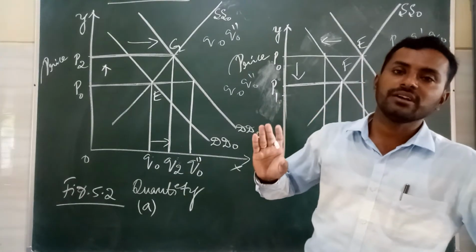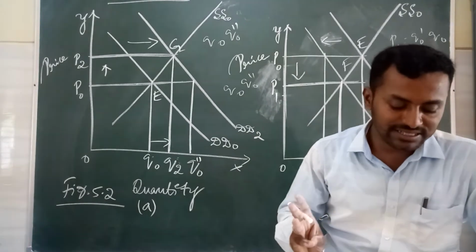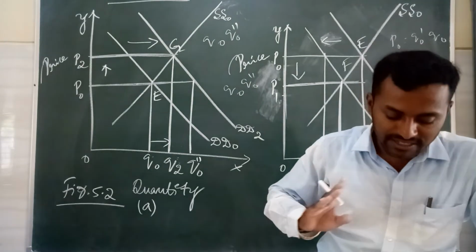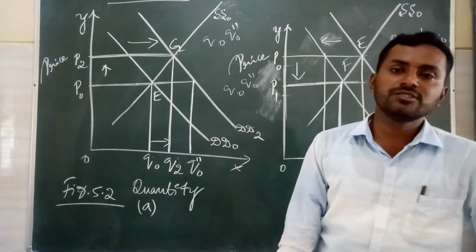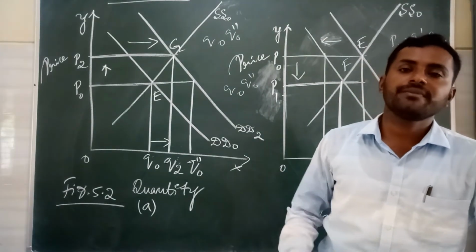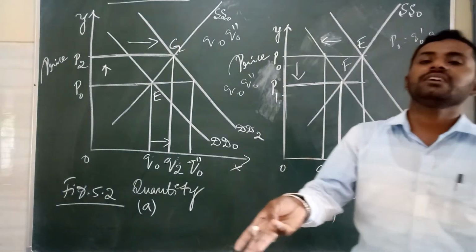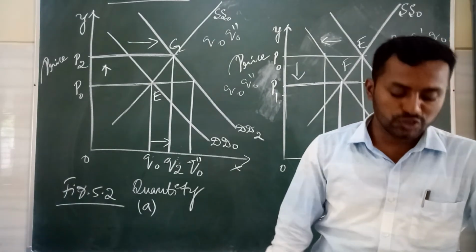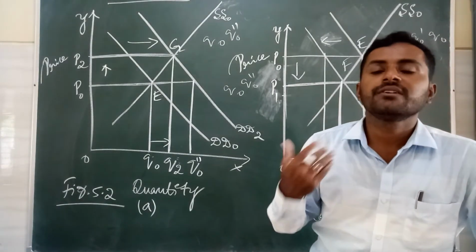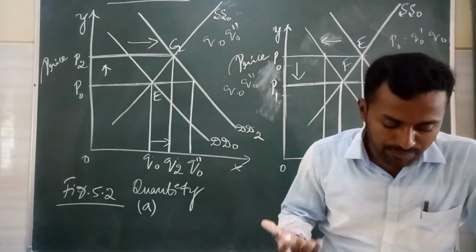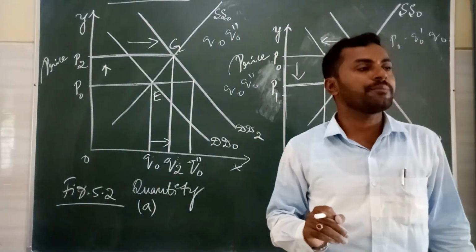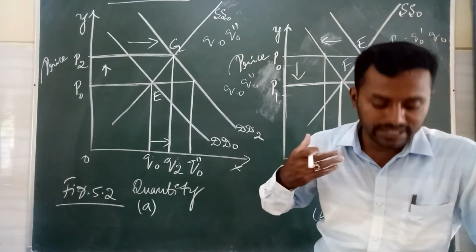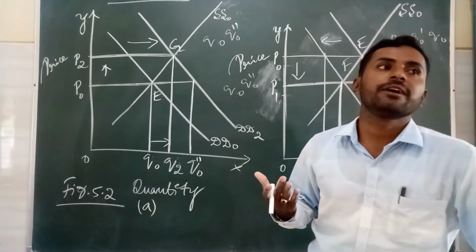See here, what is changing? The increase in consumers' income, and then the increase in the number of consumers. Suppose, due to a hike in the salaries of the consumers, their incomes increase. How would this affect the equilibrium?